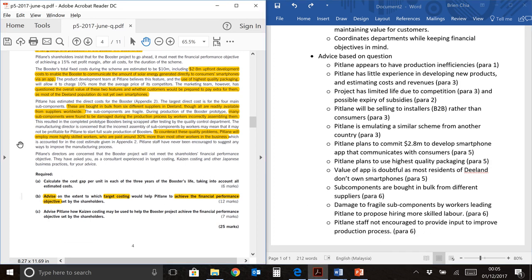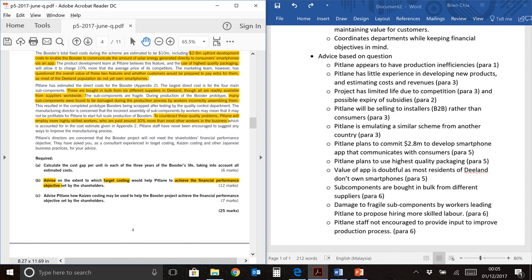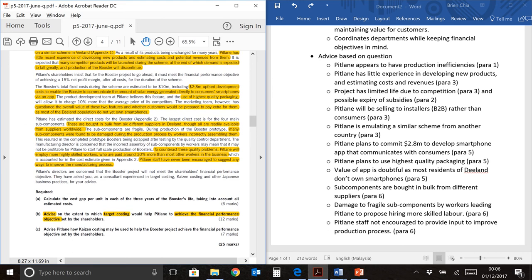Okay, and finally, Pit Lane staff is not encouraged to provide input to improve the production process. They are not really using the skills and knowledge of their workers over here. So when we are doing value engineering in the future, we might want to consider inquiring about what these staff have to say to improve the process and help us close the cost gap. Okay, so that's the end of this video.